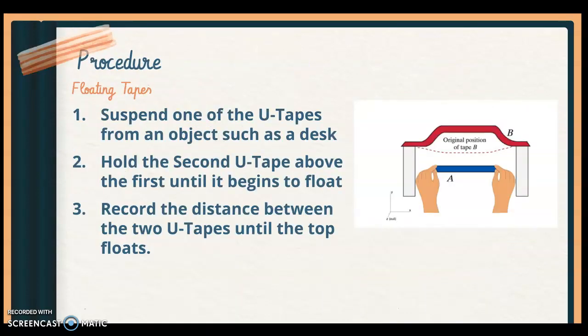For the floating tape, the procedure is to suspend one of the U-tapes from an object, such as a desk, and then hold a second U-tape above the first until it begins to float. And we record the distance between the U-tapes until the top floats.